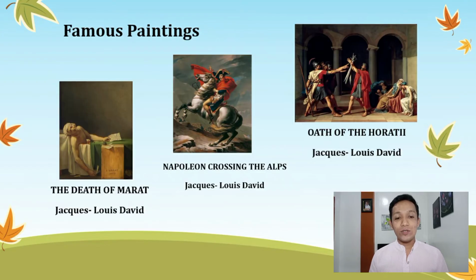These are his famous paintings. We have the Death of Marat from the left, and at the center, the Napoleon crossing the Alps, and on the right corner, we have Oath of the Horatii, and these are the paintings of Jacques Louis David.